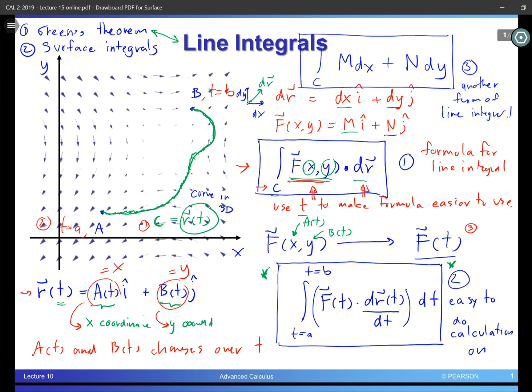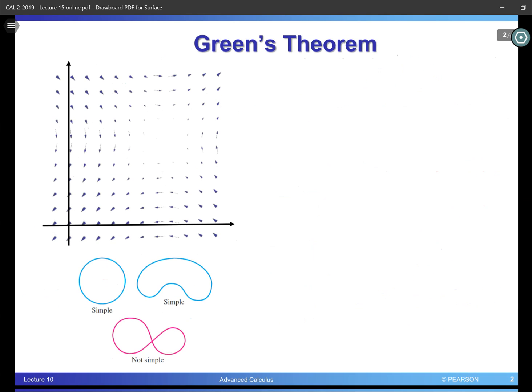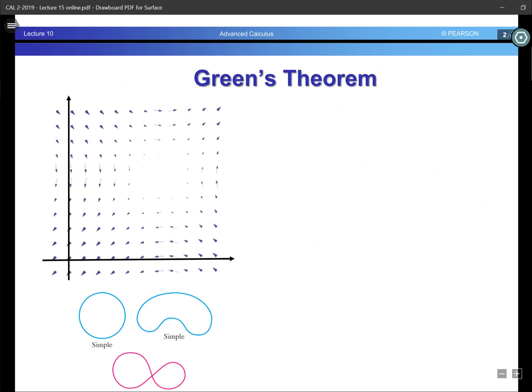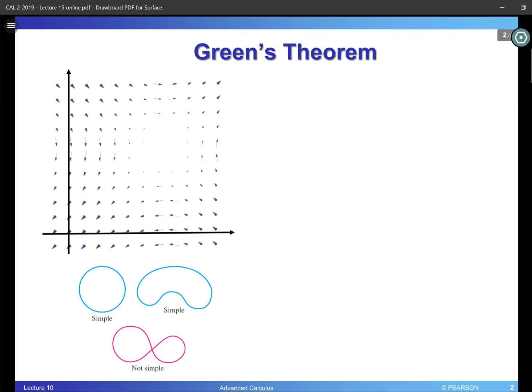Now, today we are going to learn about form number 4. It's going to be a special one, and it requires some special conditions. Let's take a look here. This form number 4 is going to be related to Green's Theorem. So let me move form number 1 right here. For form number 1, we have the line integral of the vector field f of x, y along a certain curve, and this has to be done with respect to the differential displacement, dr. So that is form number 1.